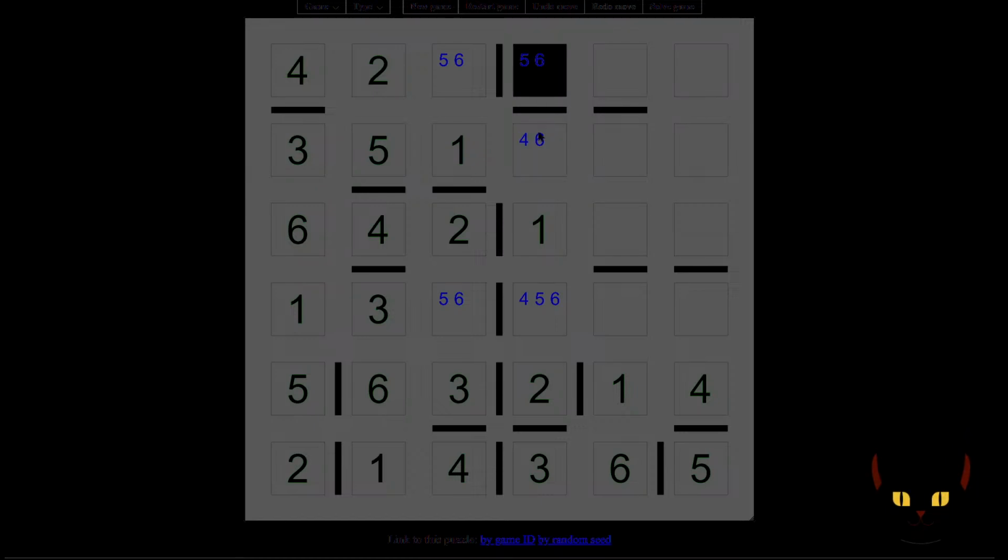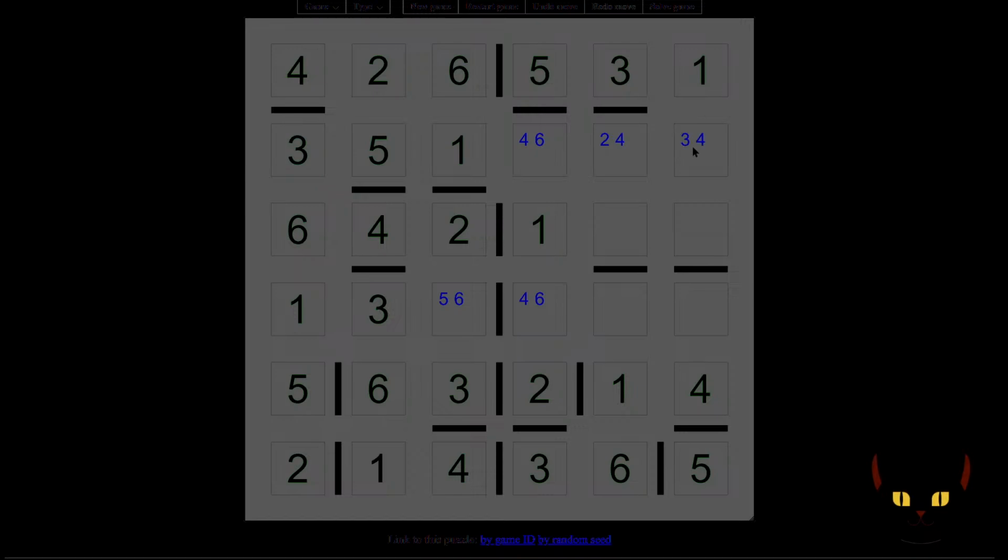So 6 would require a 5. There's no 5 here, so this one's not the 6, so it's the 5. Oh, that one has to be the 6. 4 and 6 are both okay there. Oh. So let's see, that makes a 1 and a 3, and 1 and 3 here, but that's not the 1. So it's the 3, so that's the 1. That means this has to be 2 or 4.